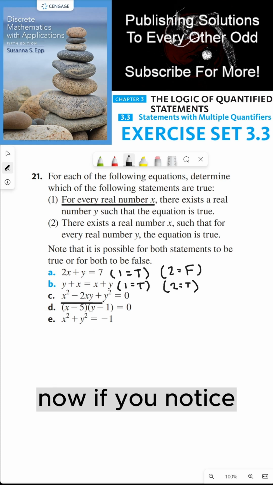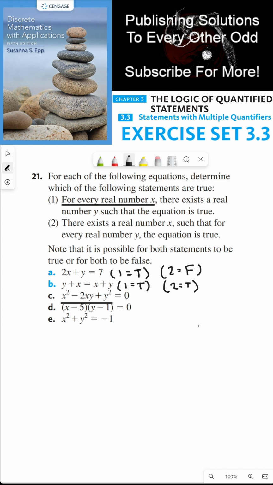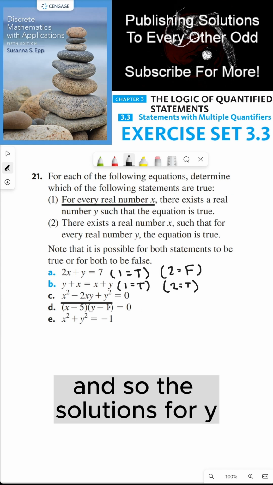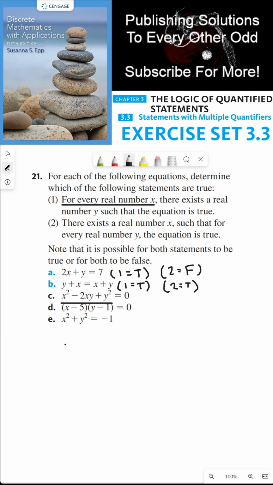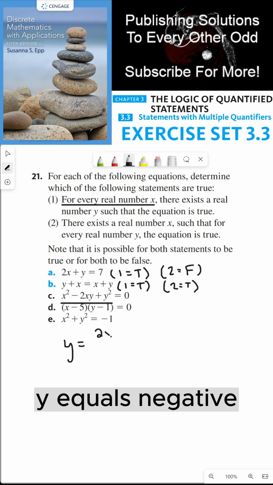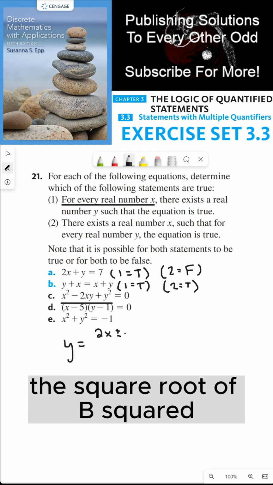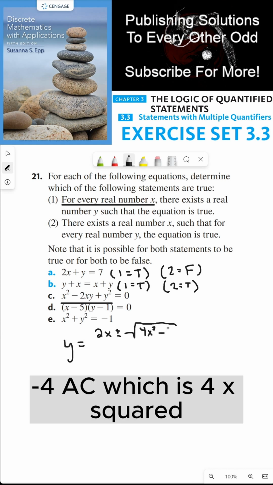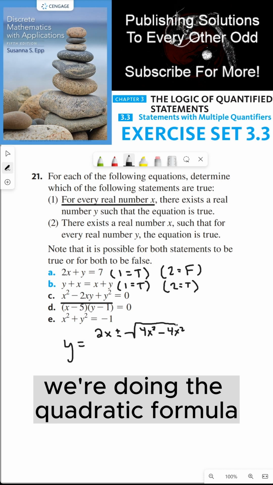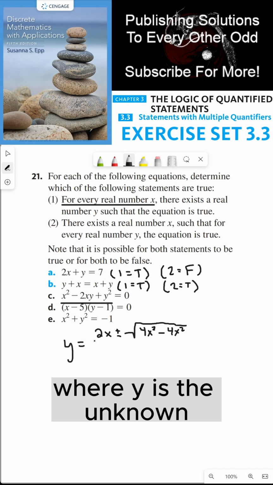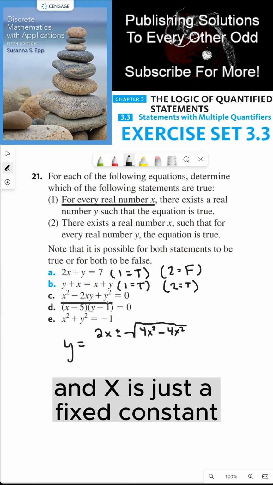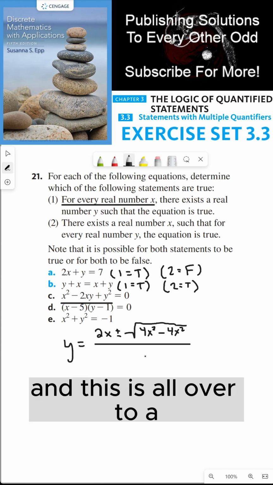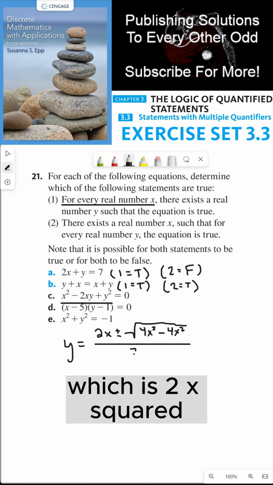Now, if you notice, this is a quadratic equation, and so the solutions for y are going to be y equals negative b plus or minus the square root of b squared, which is 4x squared, minus 4ac, which is 4x squared. And keep in mind, we're doing the quadratic formula where y is the unknown and x is just a fixed constant. And this is all over 2a, which is 2x squared.